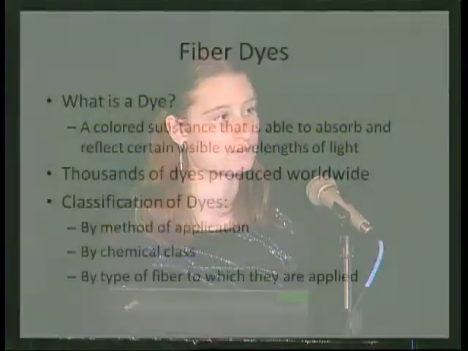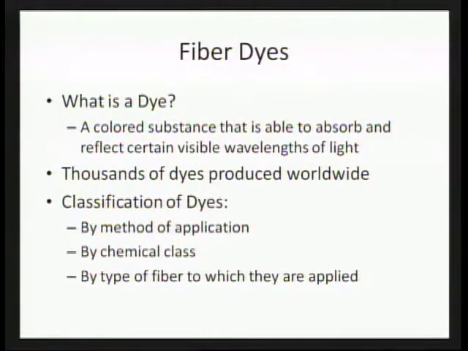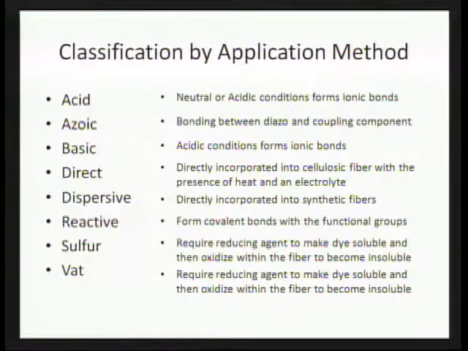So how do we get the color? We use dyes. Dyes are a colored substance that is able to absorb and reflect certain visible wavelengths of light. There are thousands of dyes produced worldwide, and there are many classifications. How we are classifying our dyes is by method of application. Here is a list of the available dyes. The most important for this study are going to be direct, reactive, and vat dyes.